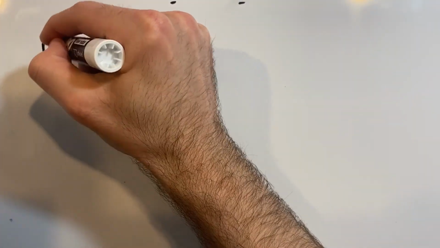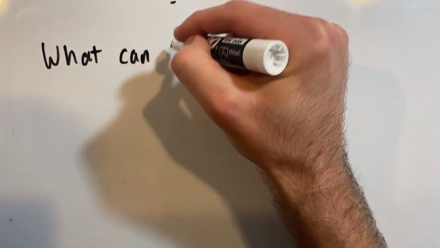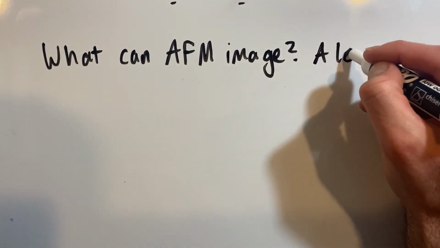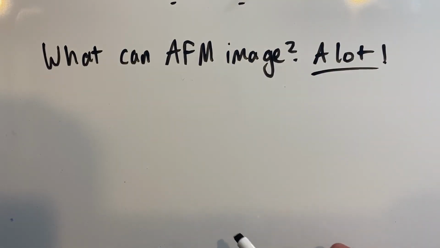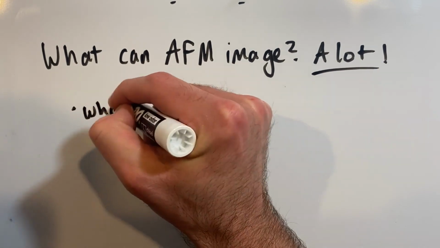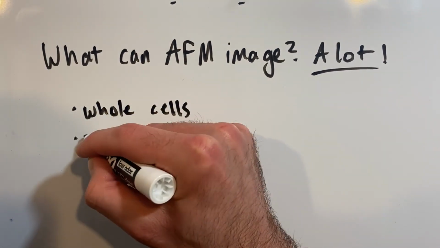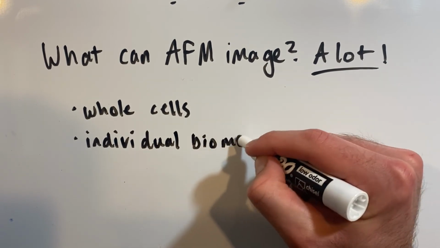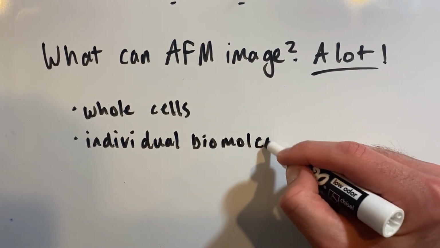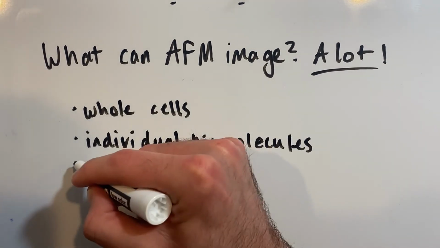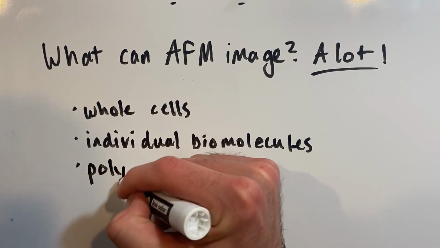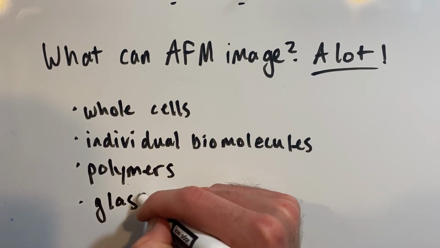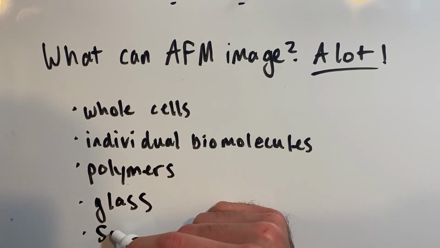One aspect of the AFM that makes it particularly versatile is the range of specimens it can image. Because it doesn't require a vacuum environment like an STM does, it can be applied to a lot more situations. Some examples include whole cells, individual biomolecules such as proteins and DNA, polymers, glass, and silicon, just to list a few.